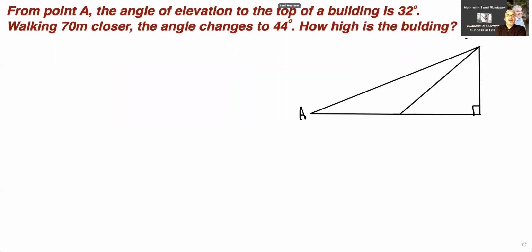So from point A, the angle of elevation to the top of a building is 32 degrees. So what they're saying is this is 32 degrees, because this is the top of the building right here. This is the building.